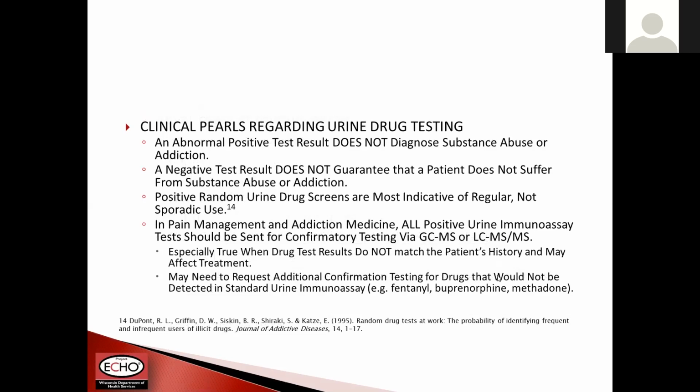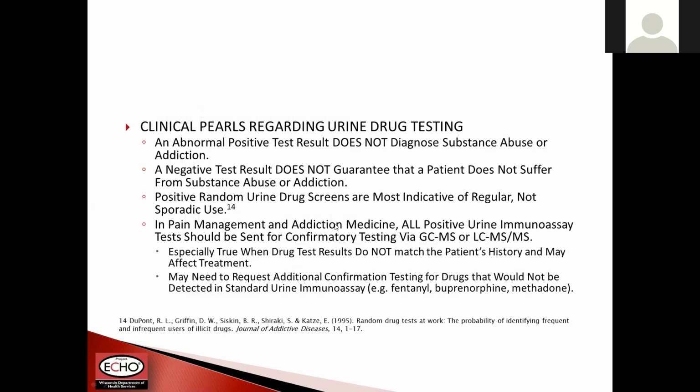Positive random urine drug screen. So if I test 100 people in the general population and 2 of them come back positive for cocaine, and I ask them about it and they tell me, "Well, this is the first time ever I've used cocaine," chances are that that's not accurate. Random urine drug tests are most indicative of regular, not sporadic use, and there's pretty good data on that. If you think about it from a probabilistic standpoint, if I test someone once in their entire life and they come back positive for cocaine, what are the chances that in their entire life I would have captured the one use? Pretty small.